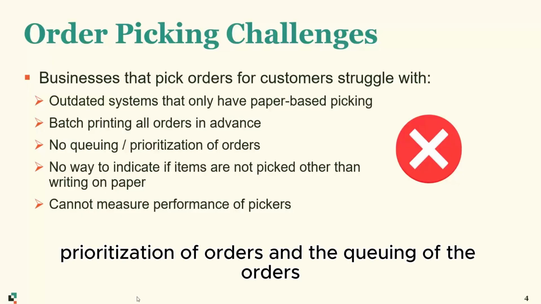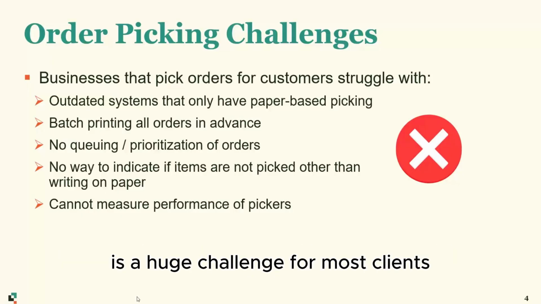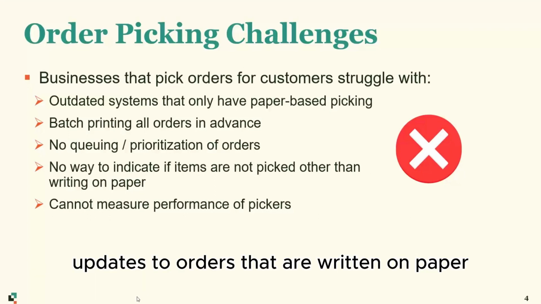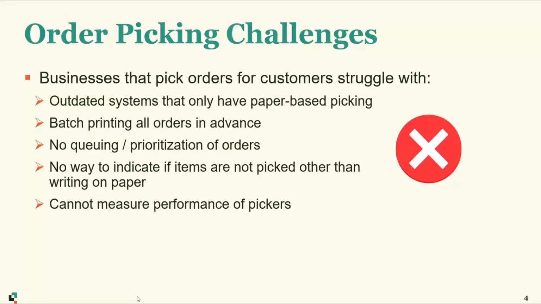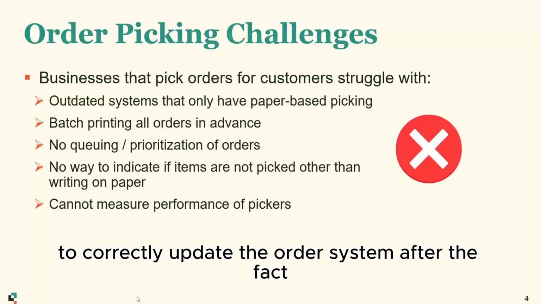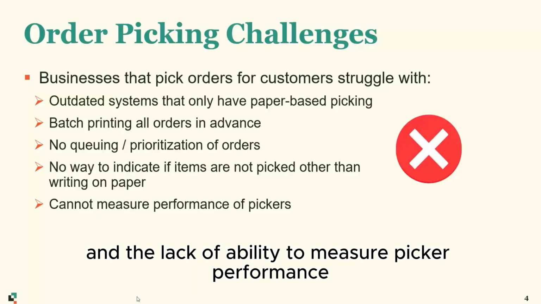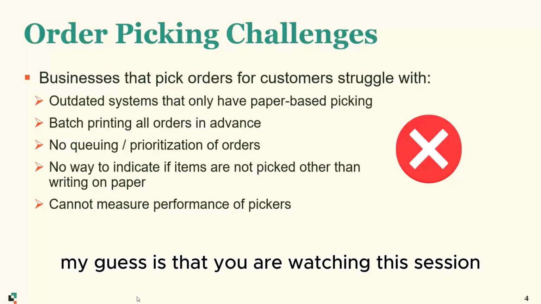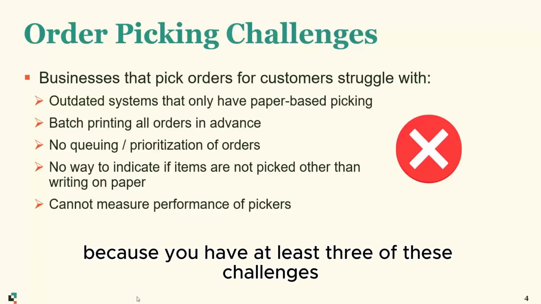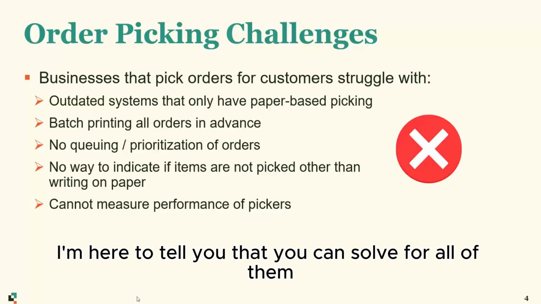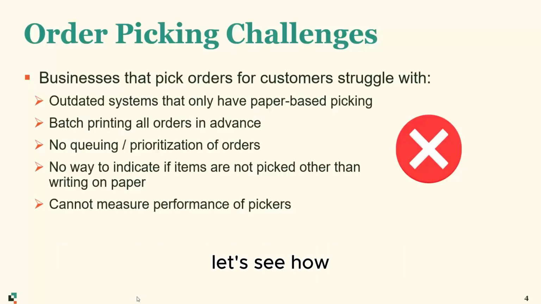Prioritization of orders and the queuing of the orders is a huge challenge for most clients. Updates to orders that are written on paper. And we all know what can happen to correctly update the order system after the fact from all that paper. And the lack of ability to measure picker performance. My guess is that you are watching this session because you have at least 3 of these challenges. I'm here to tell you that you can solve for all of them. Let's see how.